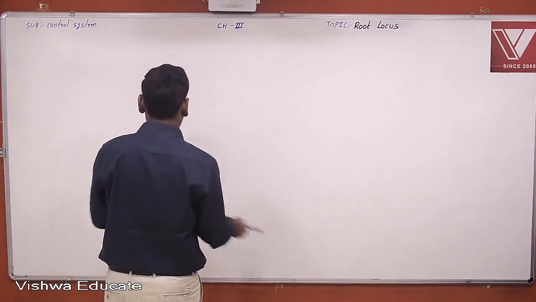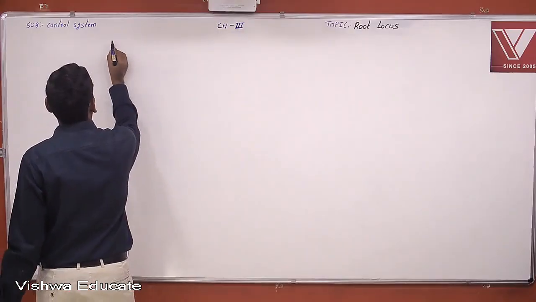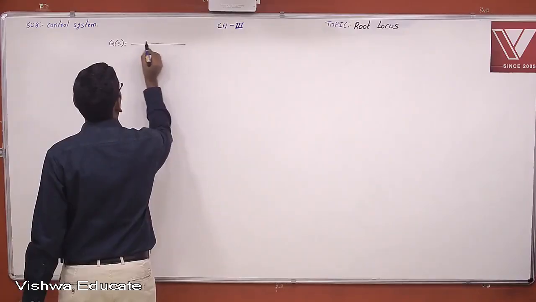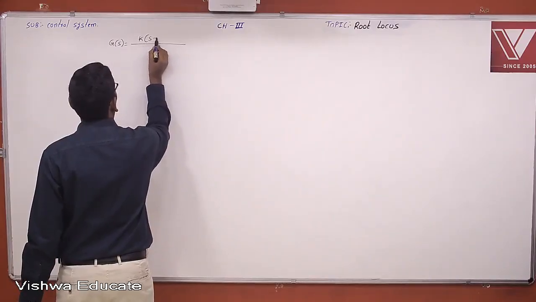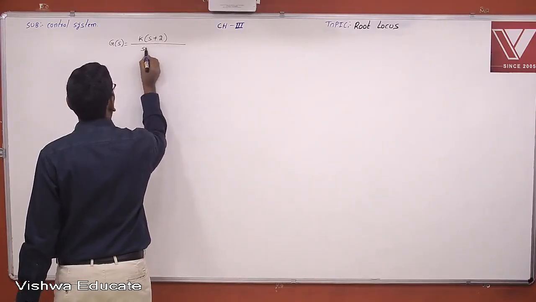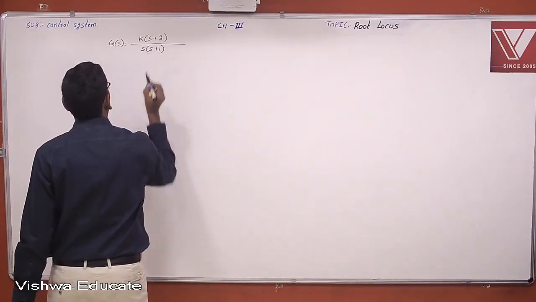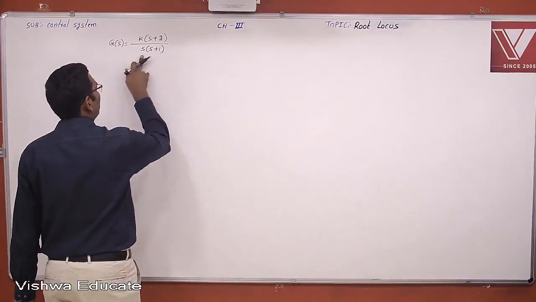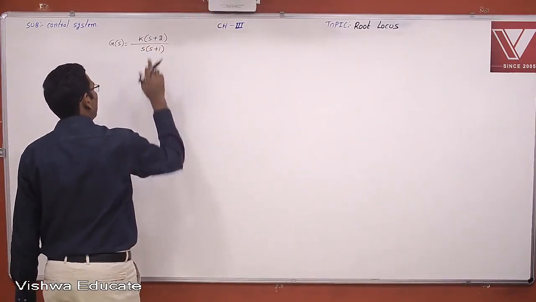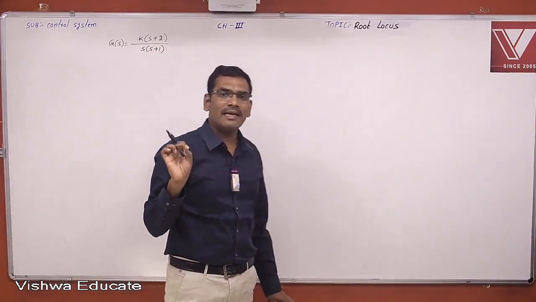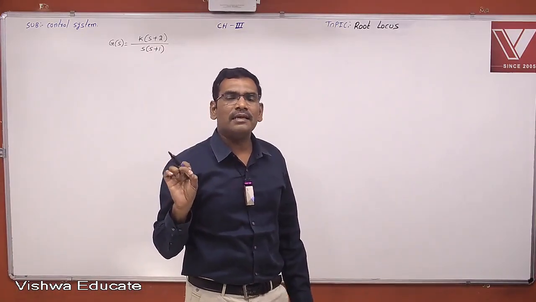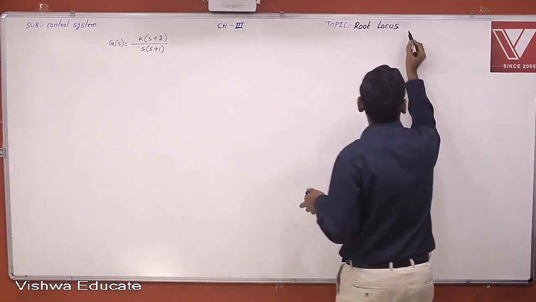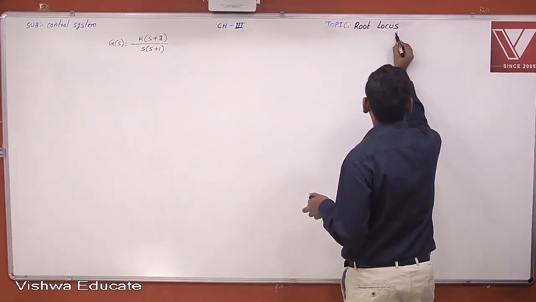Now the transfer function is like this: G of s equals k into (s plus 2) by s into (s plus 1). First you have to identify the number of poles, which is 2, and the number of zeros, which is 1. So the number of poles is greater than the number of zeros, which means this is a practical transfer function. If it is a practical transfer function, there are 3 points available for us.